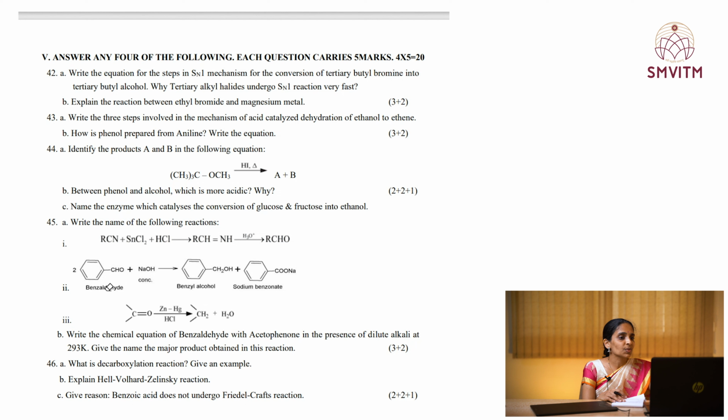Next, a reaction has been asked that between ethyl bromide and magnesium metal. So it is a Grignard formation reaction, C2H5Br plus Mg in the presence of dry ether gives you C2H5MgBr. It's a simple insertion reaction.